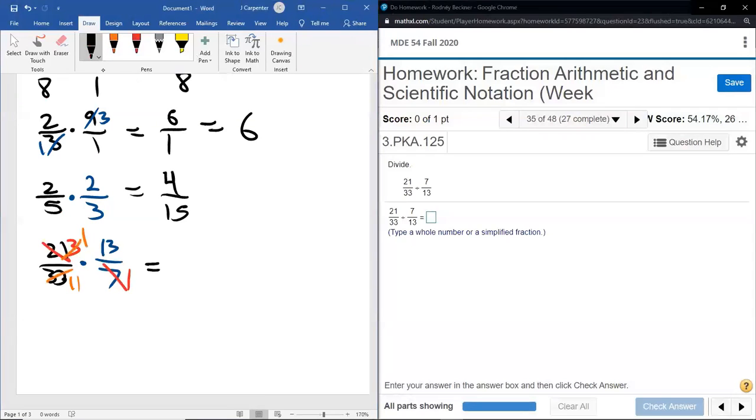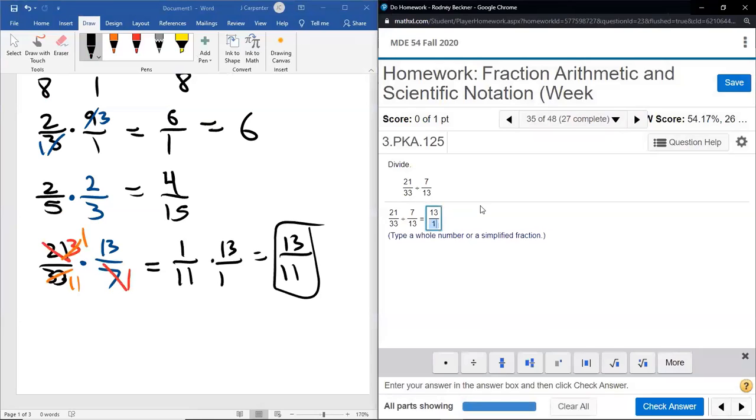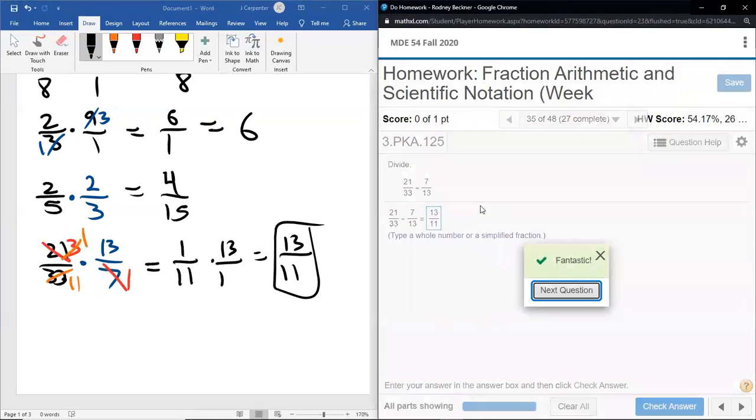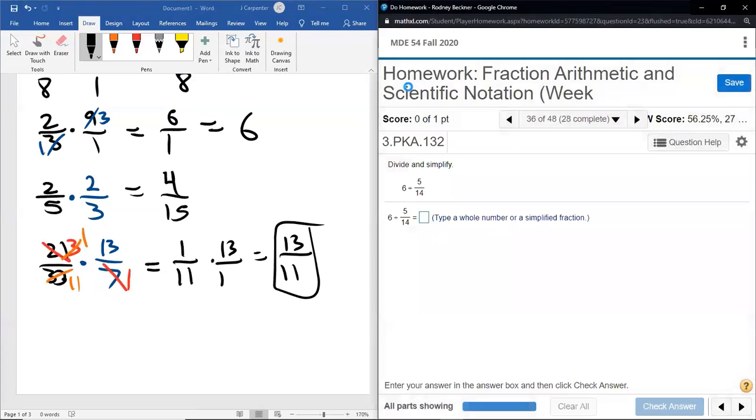1 times 13. And if you want to rewrite everything, 1/11 times 13/1. Some people like doing that. And you'll get 13/11. Right, so we're going to skip that one.